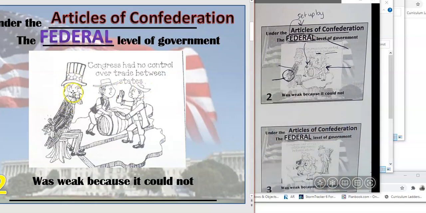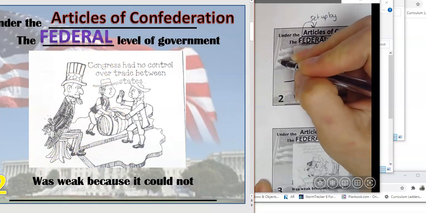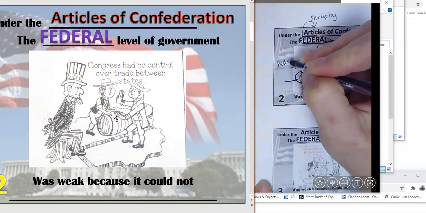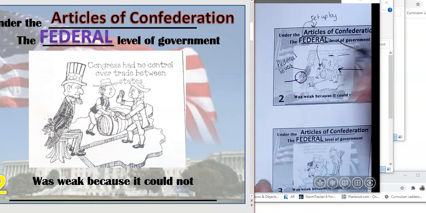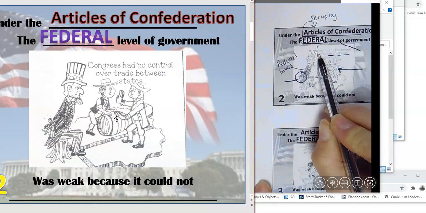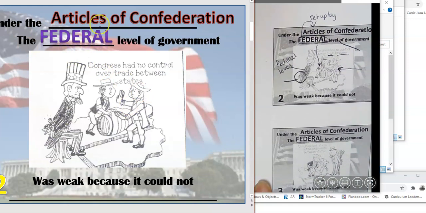So, we have, first of all, Congress. So he represents the federal level. If you did not have that written down, federal level. In the cartoon, it calls this Congress, but I want to reinforce that this is the federal level.